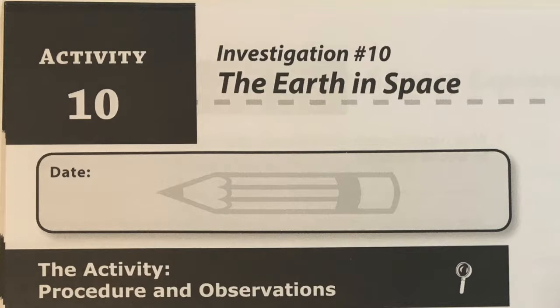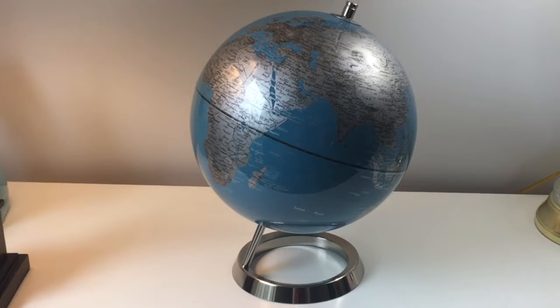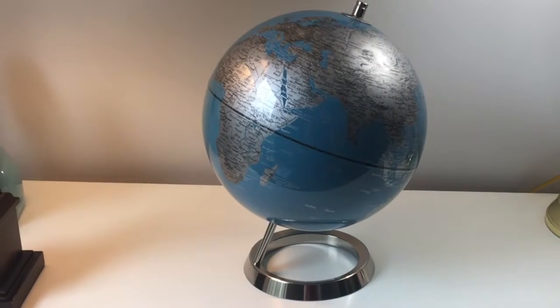In today's investigation, students will examine how the spin and the tilt of the Earth causes day and night and affects the seasons of the Earth. Students will need to observe a globe and find the places where the globe is attached.